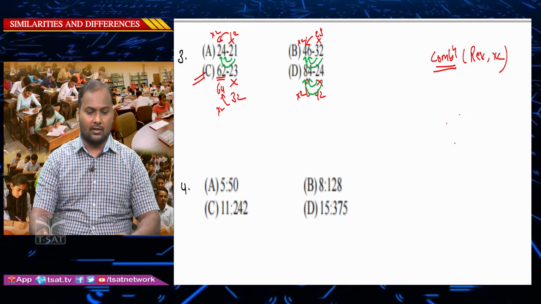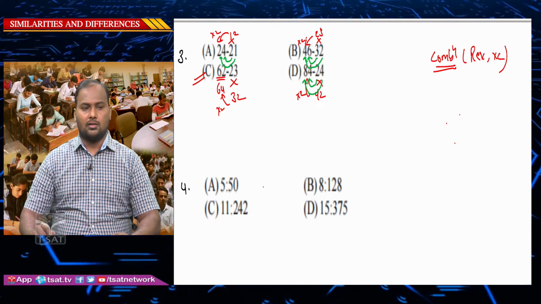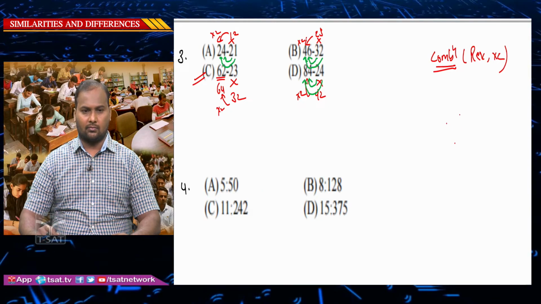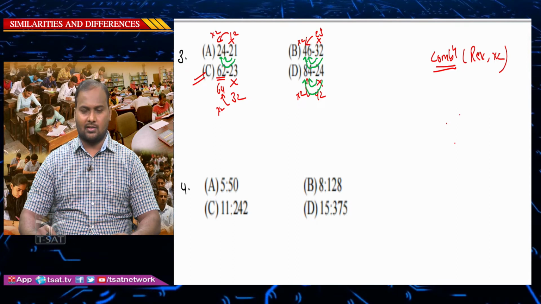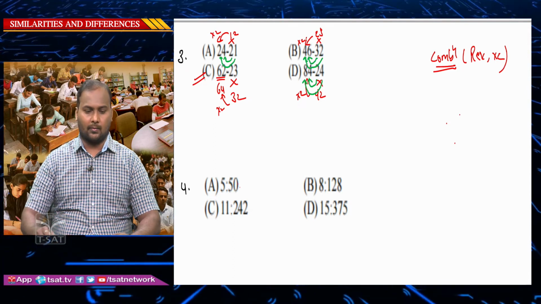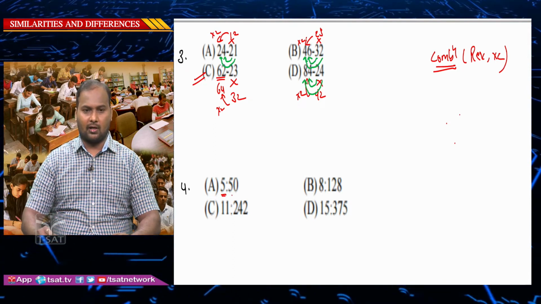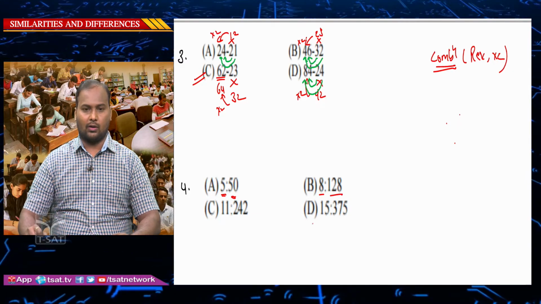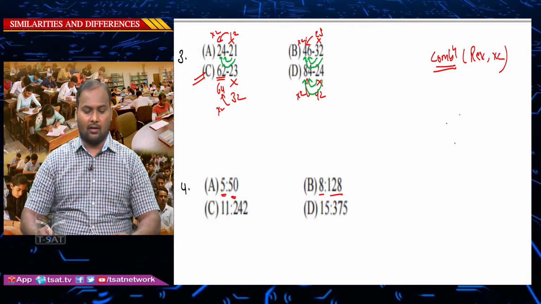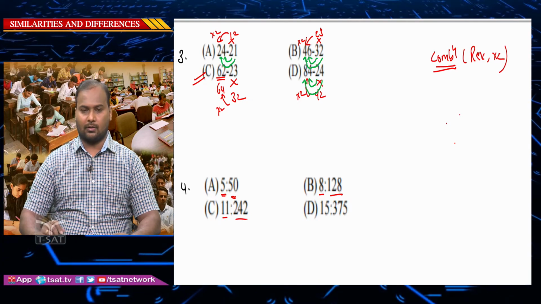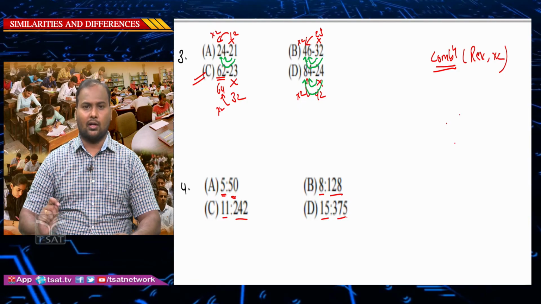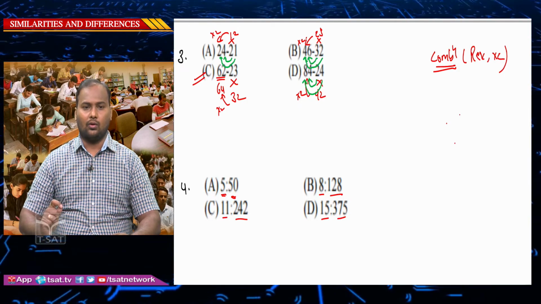Come to the next question. See the question number 4, 5 of 50, 8 128, 11 242, 15 375. See what is the logic, first you need to think. Here, 5 is a small number, 50 is a big number, yes or no. In the same way 8 is a small number and 128 is a big number. 11 is a small number and 242 is a big number. 15 is a small number and 375 is a big number. So now the student has to think how you will get this logic.